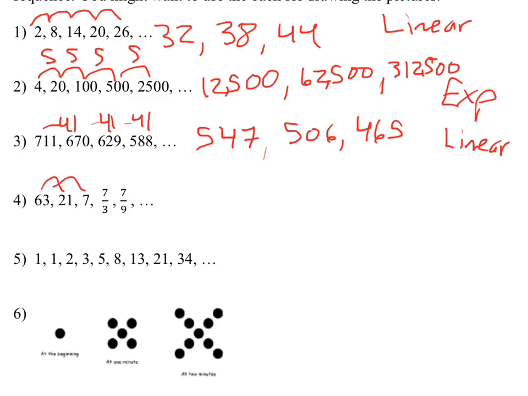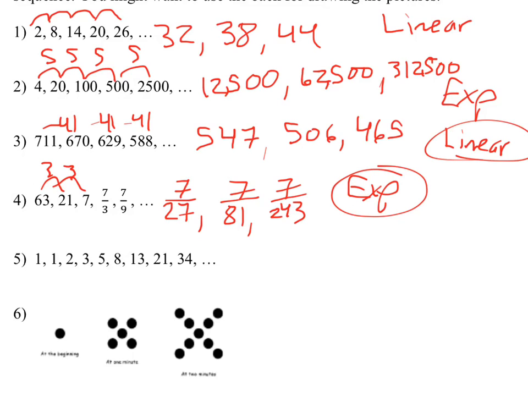The next one is a process of dividing by 3 every time. And so when you have something at the bottom already and you divide by, say, 3, you're going to take the bottom and times by what you're dividing by. So it's going to be 27, and then 7 over 81, and then 7 over 243. And this is an exponential pattern. Let me circle those parts for you.